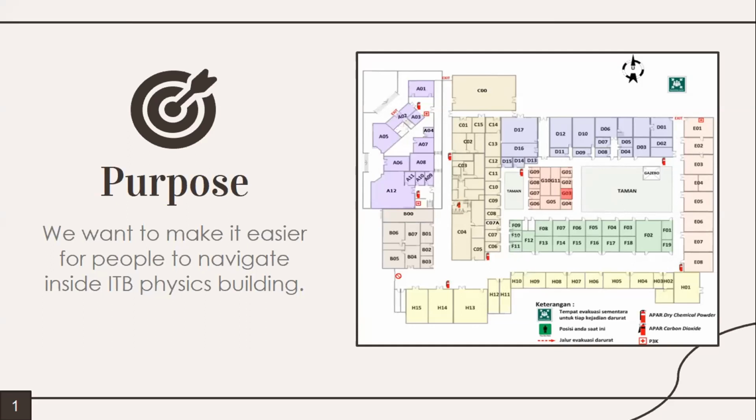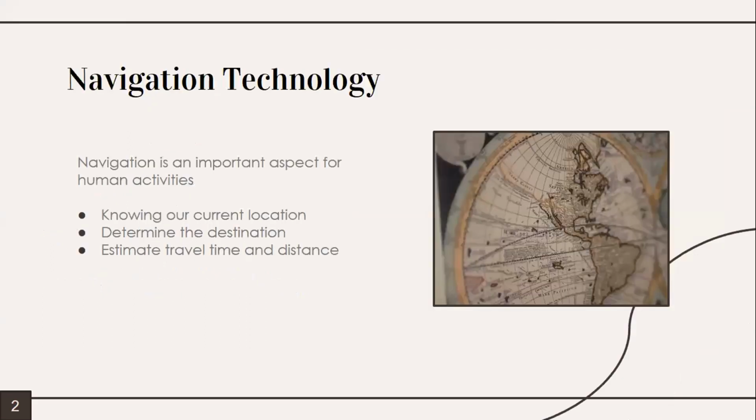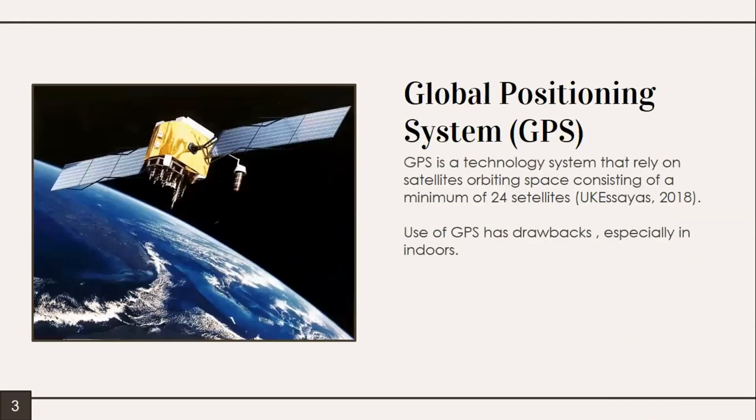So navigation is an important aspect of human activities. I summarize three important things that a navigation system must have. First, knowing our current location. Second, it can determine the destination. And last, it can estimate travel time and distance. GPS, the global positioning system, is a technology system that relies on satellites orbiting in space, consisting of a minimum of 24 satellites.